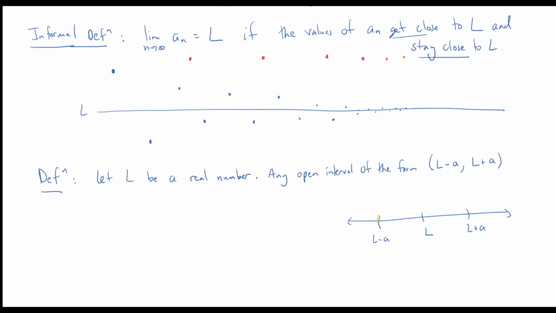So how far is it from L minus A to L? A. That's A. And how far is it from L to L plus A? A. Also A. So would you agree L is in the center of this open interval? Yes, open, because we don't include the endpoints. Okay. So any open interval of this form is called an L-centered open interval.